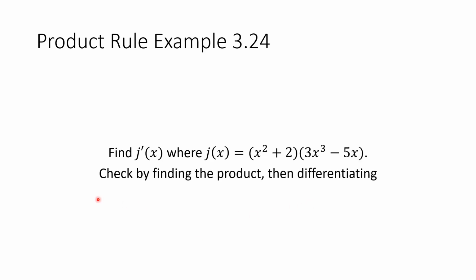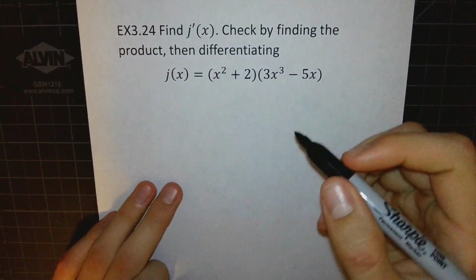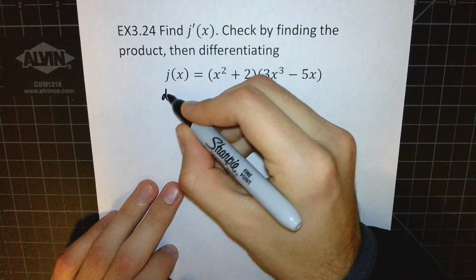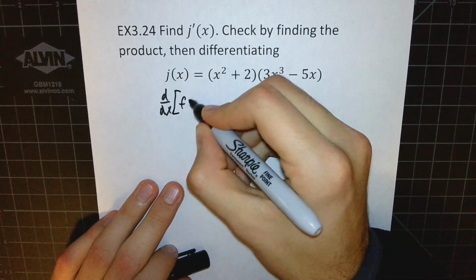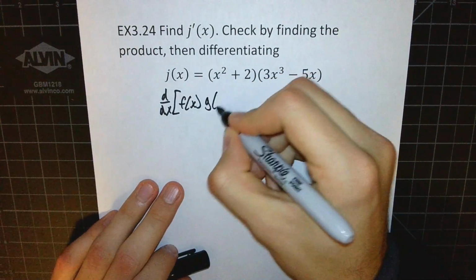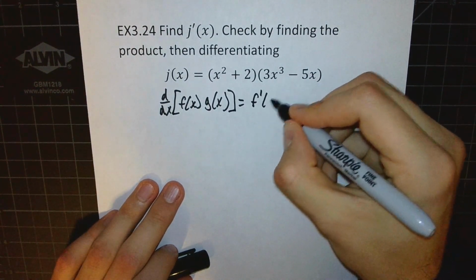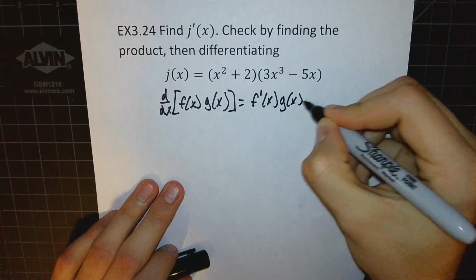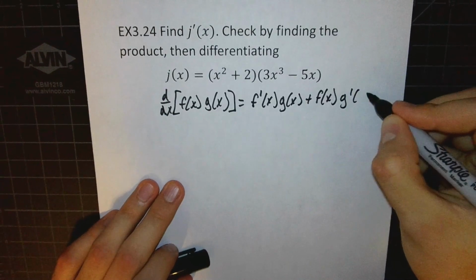So we'll go ahead and work this example in the real world, and I will be back to the PowerPoint in just a second. All right, here we are with our product rule. Again, we know that the product rule, if we have d/dx of f of x times g of x, is equal to f prime of x g of x plus f of x g prime of x.